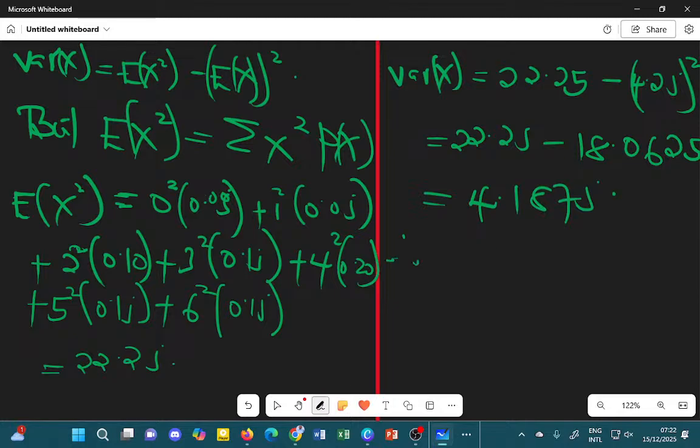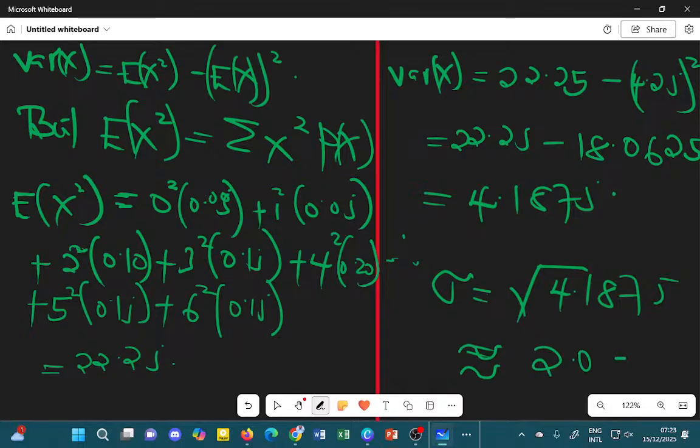Therefore, the standard deviation will be the root of 4.1875, which is approximately 2.05. That's the answer, 2.05. So the standard deviation is 2.05 boxes. That's the answer. So up to there, we stop.